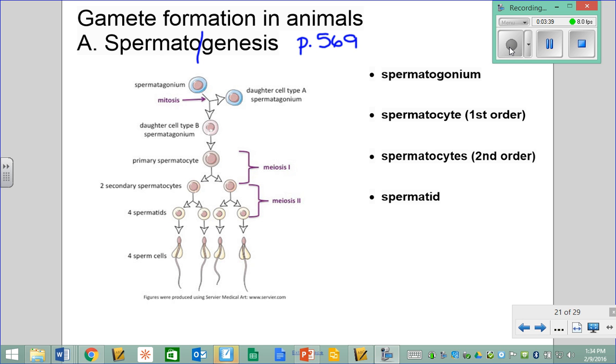Where do sperm come from? So spermatogenesis is the way that sperm are made, the way that they are produced. There are 4 words that we're going to describe or define when we talk about spermatogenesis. And each of them is represented on this picture. It's also represented on the picture in your textbook. During spermatogenesis, we start with a spermatogonium. This is a germinal cell.